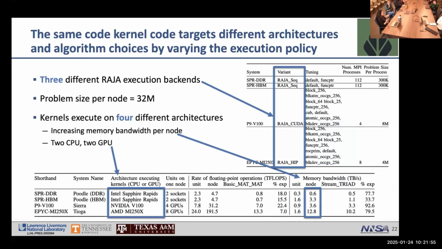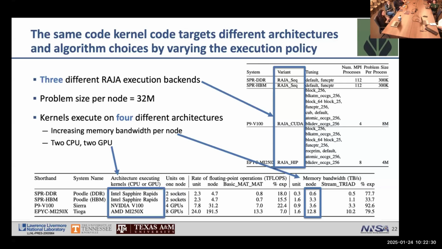So as I mentioned, the benefit of using RAJA is that you can have the same source code and execute it across many different hardware platforms. For this study, we looked at 4 different architectures. We used 3 of the different RAJA execution backends that are available: RAJA sequential, RAJA CUDA, and RAJA HIP. And then we just vary that when we compile and run our kernels. For this study, we use the same problem size per node of 32 million.